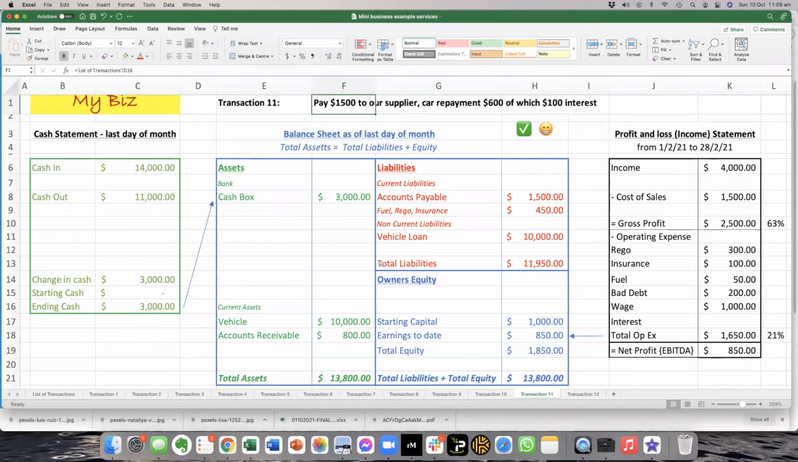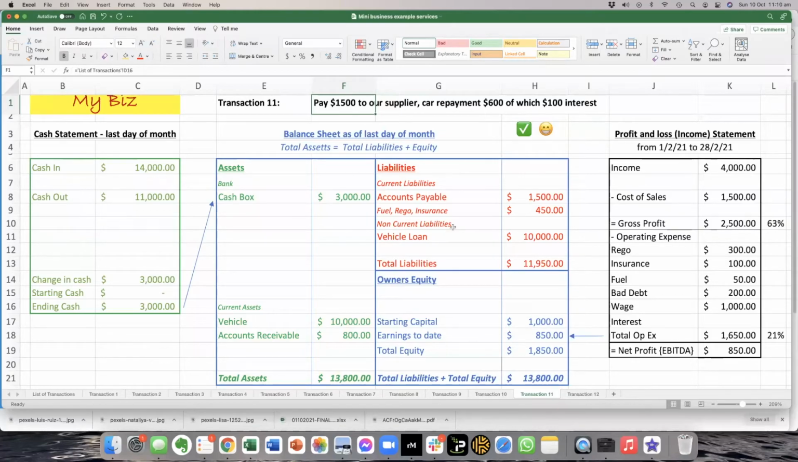Transaction 11, 2 to go. How are you going with this? You're keeping up. All right, so transaction 11, our subcontractor guy who's been helping us out has asked us a few times, when am I going to get paid? Well, we're ready to pay him now. We feel like we're comfortable enough and just had to be sure we're ready to go.